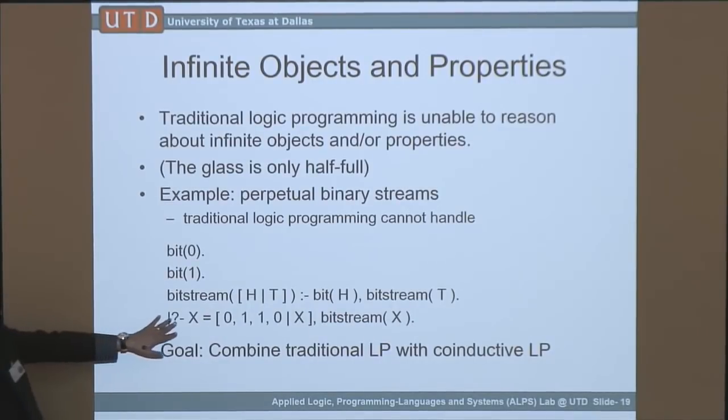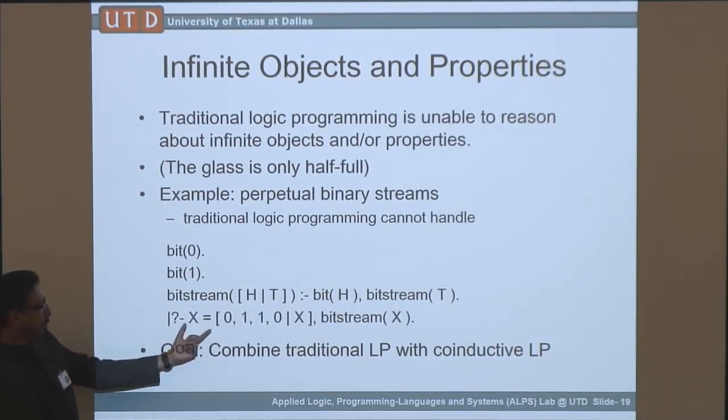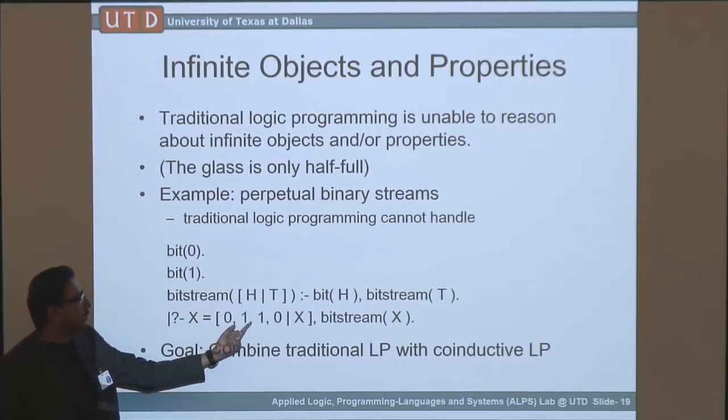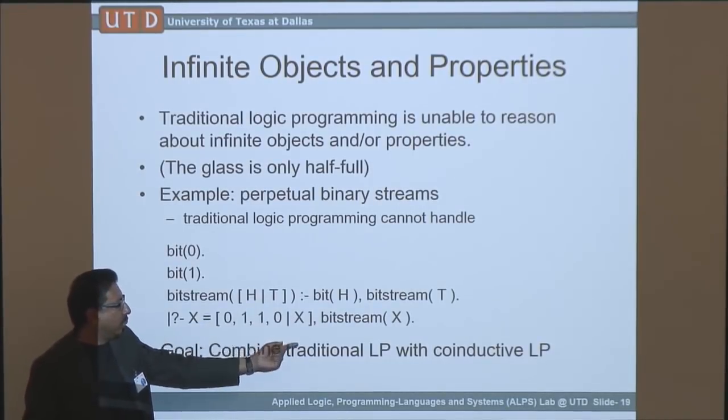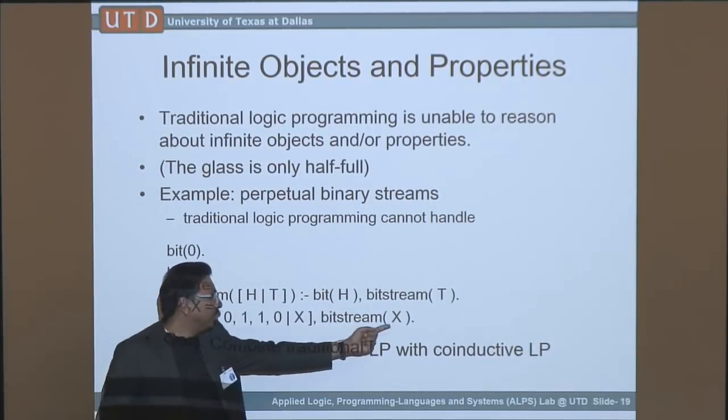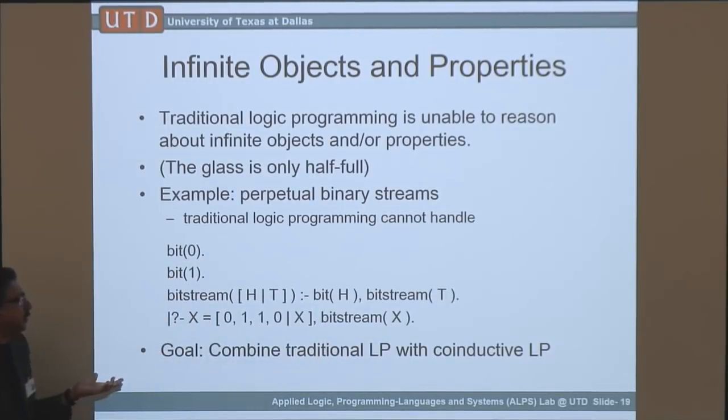And then, given a circular list, X equals 0, 1, 1, 0, cons X, I want to check if X is a bit stream. I would like to have success because this is really an infinite bit stream. But Prolog will go into an infinite loop because the structure is infinite.